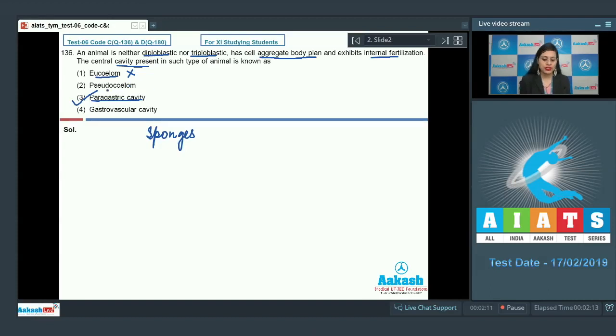The next option is pseudocoelom, and this is an incorrect option. Pseudocoelom is the central cavity present in Aschelminthes. The last option is gastrovascular cavity, and this is an incorrect option. Gastrovascular cavity is present in coelenterates. So the correct answer to this question is option number 3. Let's discuss our next question.